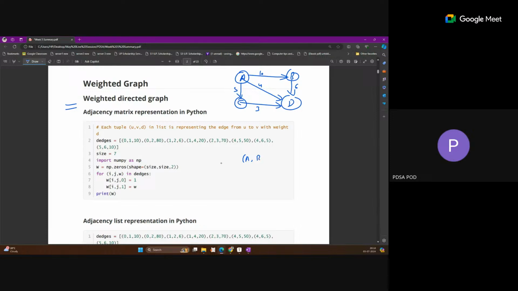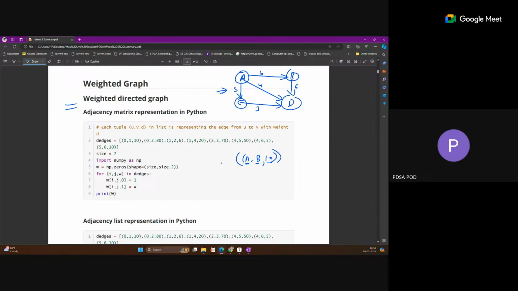So that means AB for this graph I am writing here. Okay, so AB, and what is the value for this edge? So this is 10. So like this, we can represent each edge like this. So that means the edge is going from A to B, and the edge contains the weight 10. Okay, so this is the representation for an edge in the weighted directed graph.